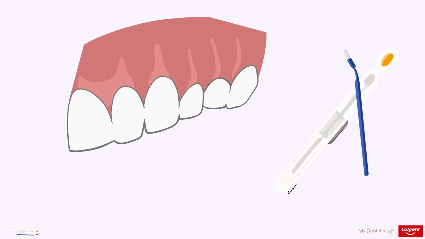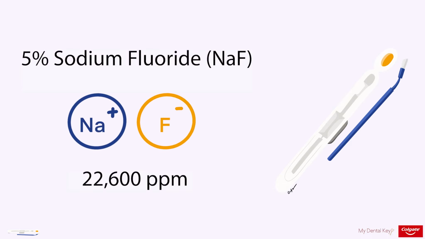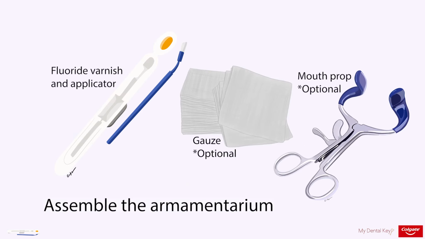In this part of the video, we will demonstrate how to apply topical fluoride varnish. Topical fluoride varnish is formulated to be 5% sodium fluoride, or 22,600 ppm. Start by assembling the proper armamentarium, which includes the fluoride and applicator, and the optional gauze and mouth prop.